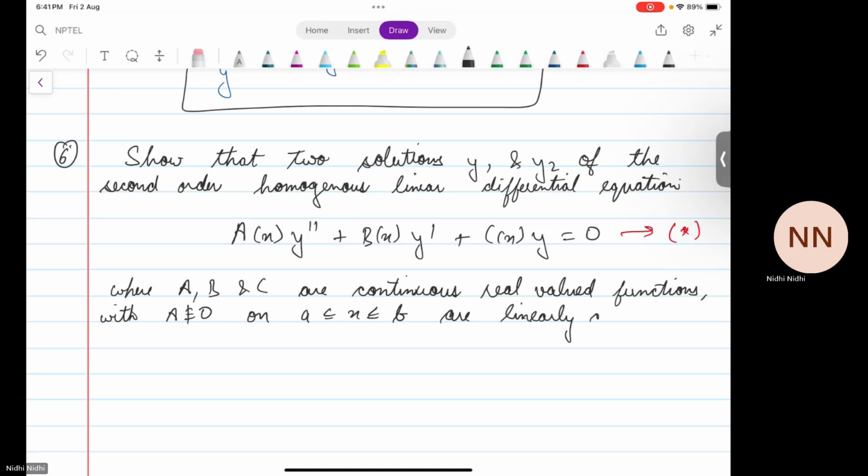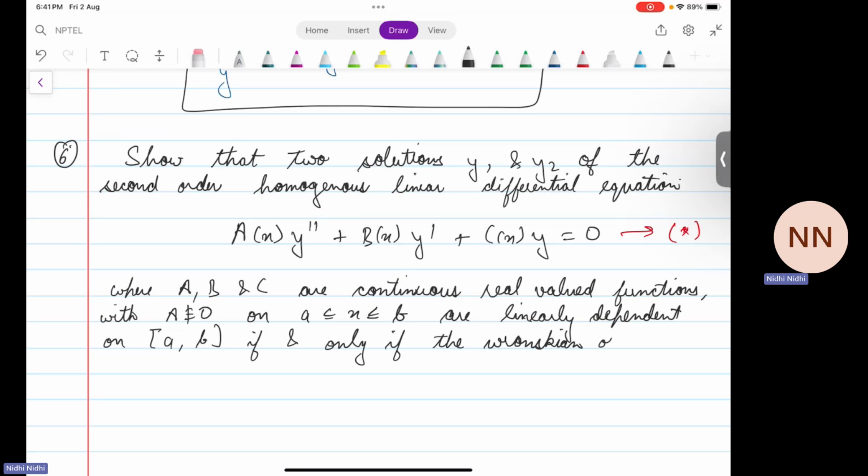linearly dependent on the domain a to b if and only if the Wronskian of y1 and y2 is 0 for all x in.